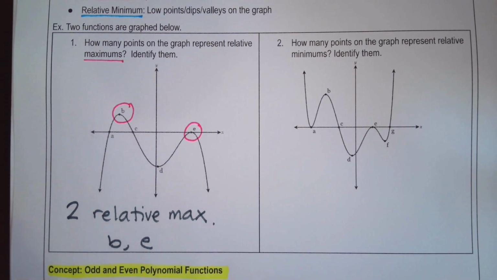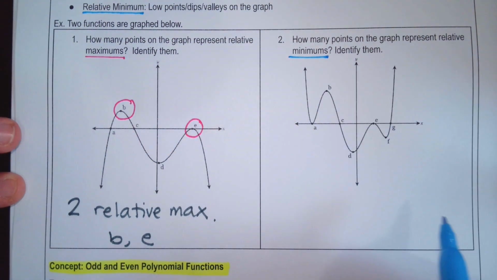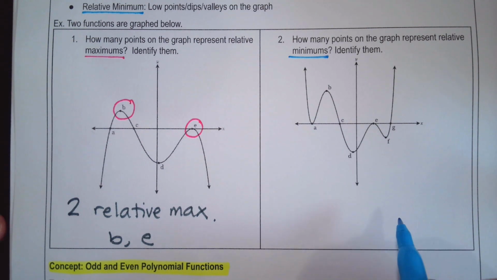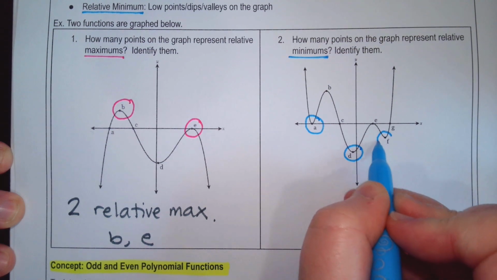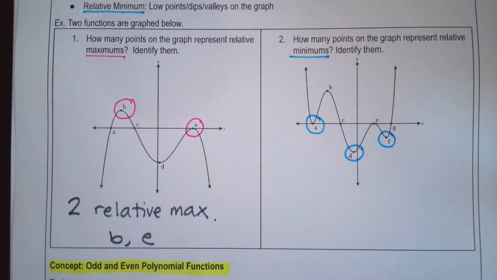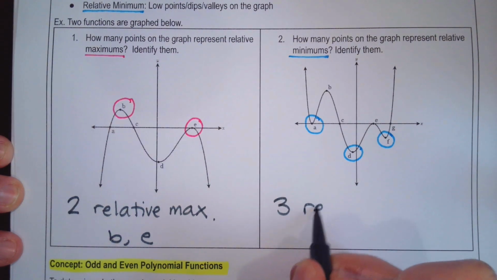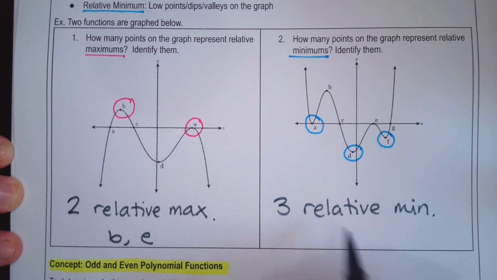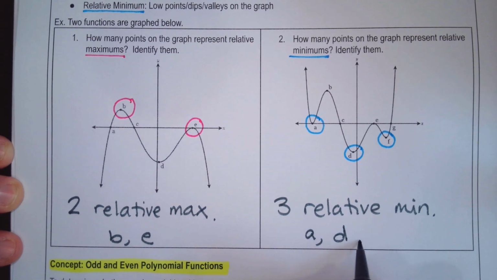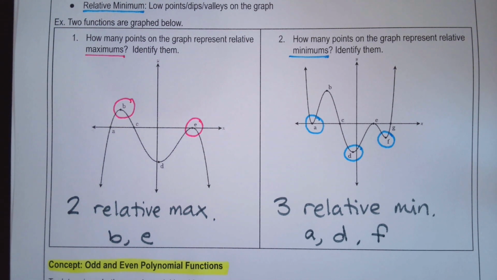Now for our second one, how many points on the graph represent relative minimums? These are our low points, our dips, our valleys. Again, we're not looking for the lowest, we just want all low points. So here's a low point, here's another one, and here's our final one. So here we have three relative minimums, and these three minimums are at A, D, and F. So that is all there is for relative extremas.